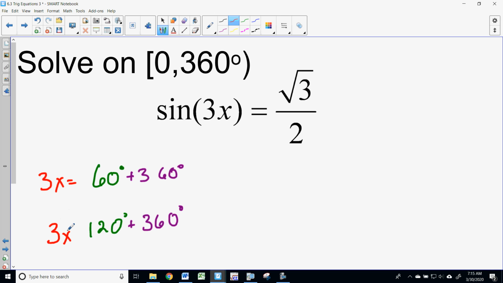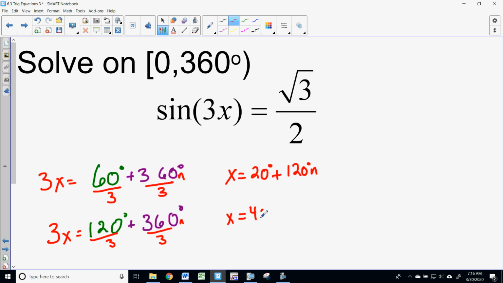Now what we're going to do is we're trying to solve for x. So what I'm going to do is divide by 3. And if I divide by 3, I will get x equals 20 plus 120n. I forgot my n here, I am sorry. And if I divide by 3 here, I get x equals 40 plus 120n.